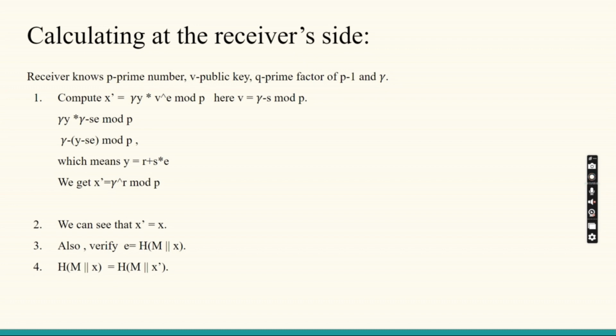Here, as you can see, we have gamma raised to Y multiplied by gamma raised to minus SE modulo P, which means Y is equal to R plus S multiplied by E, and we get X bar is equal to gamma raised to power R modulo P. In the next step, we can see that X bar is equal to X. Also, we verify that E is equal to H of M attached with X. And as you can see in the last step, H of M, X is equal to H of M, X dash.